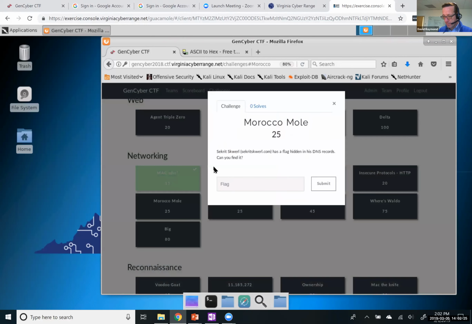Morocco mole, secret squirrel has a flag hidden in his DNS records. Can you find it? This is a different kind of networking challenge, because you see there's no packet capture here, right? It's a 25-point challenge, so still not super high points, but it requires you to drill into the DNS protocol a little bit.